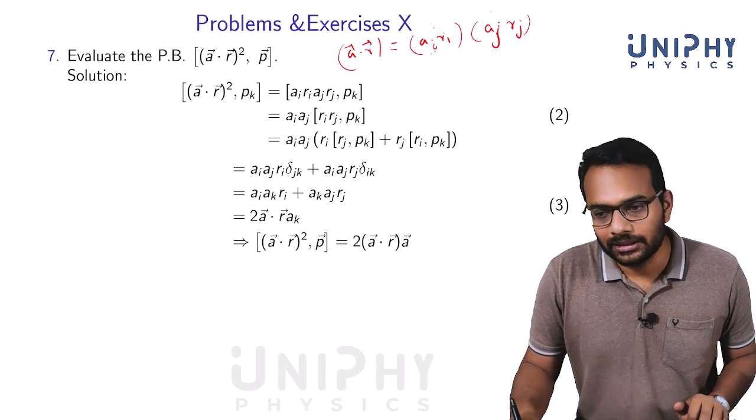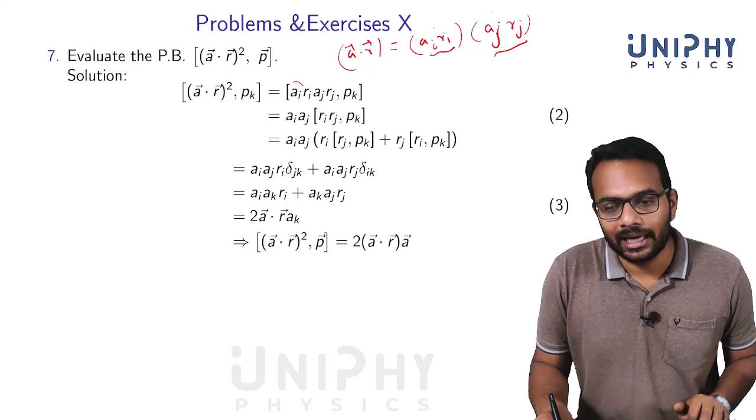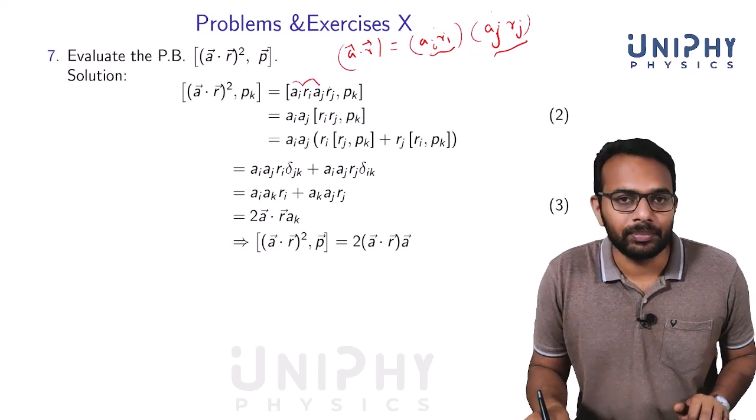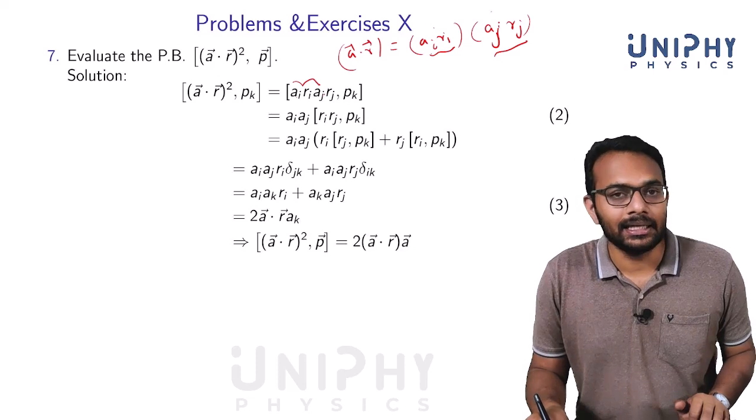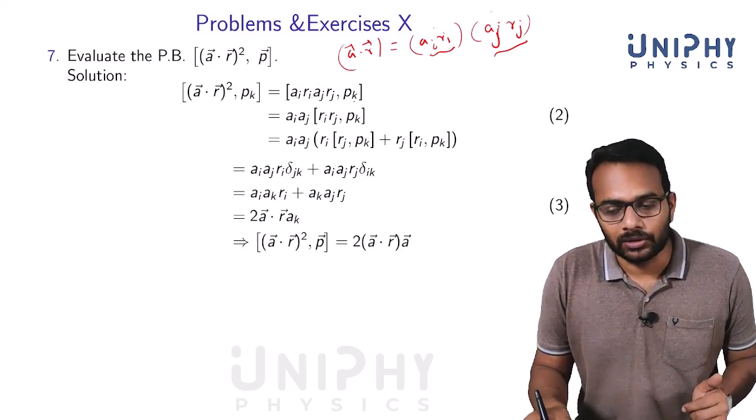So here the summation index is i, here the summation index is j. So that's what I have done. It's a_i r_i a_j r_j with p_k. Summation over i and j are implied. All right. This is one way to write (a vector dot r vector) whole square.